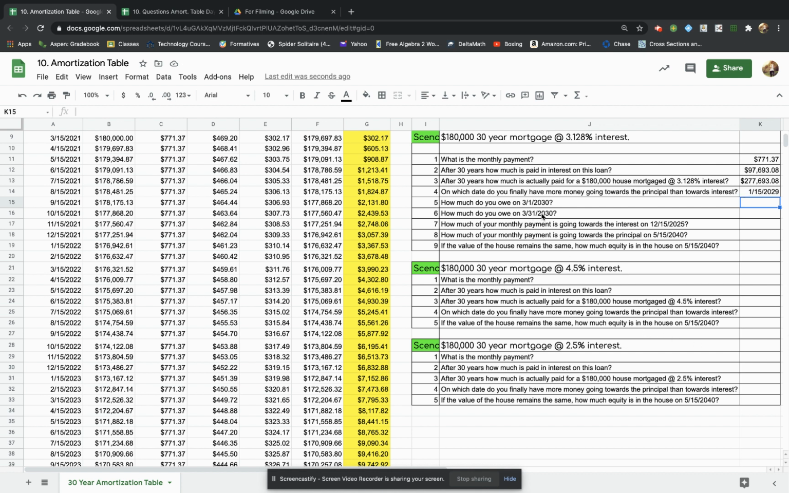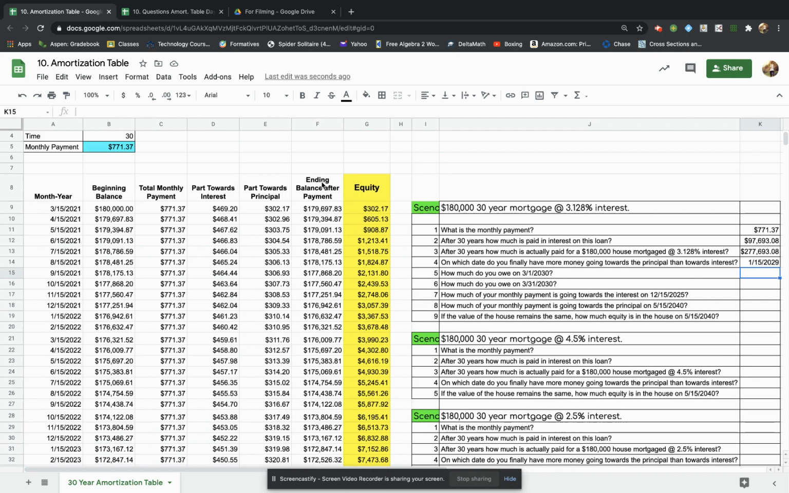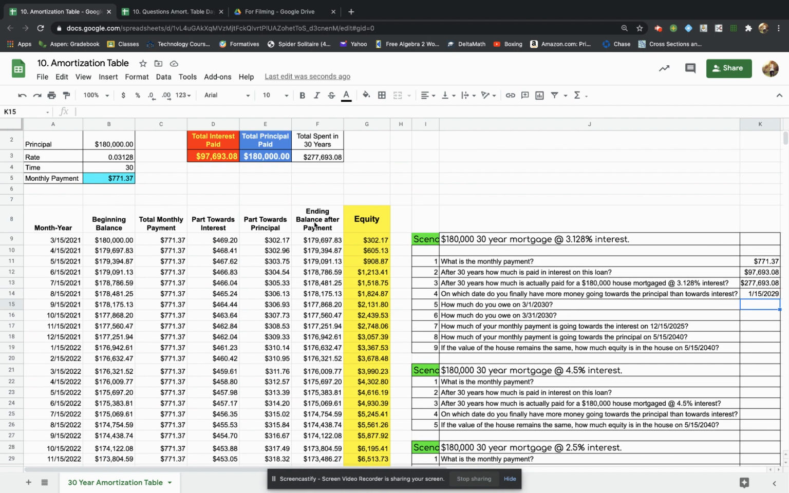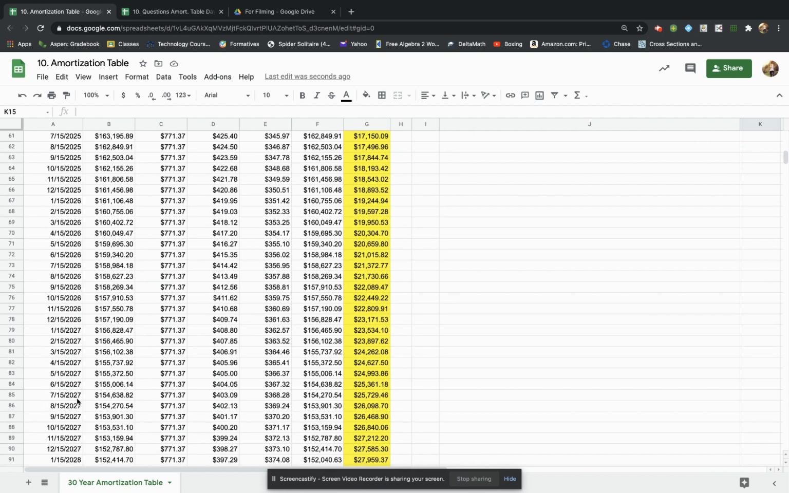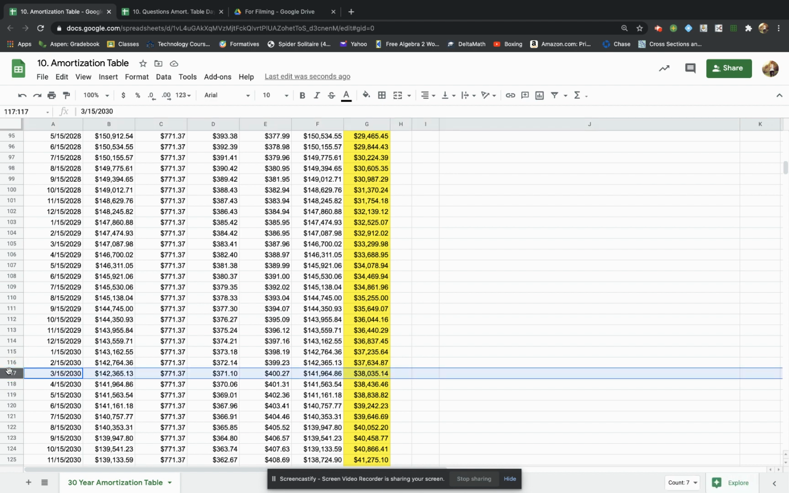Okay, how much do you owe on March 1st, 2030? So this column here, column F, remember, is what we owe. But March 1st, 2030. Okay, so let's go to the 2030s. Here's our 2030s. Okay, this is March 15th. So before the 15th, this is what I owed, right? So it's basically March 1st is what you owed at the end of February. So I owe 142,365.13 was what I'm starting with over here.